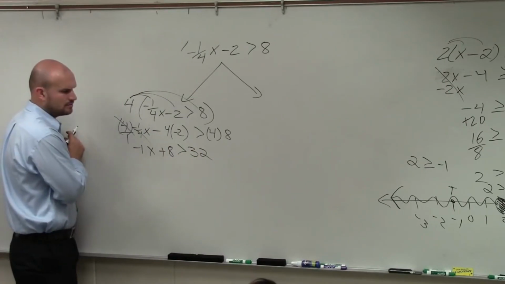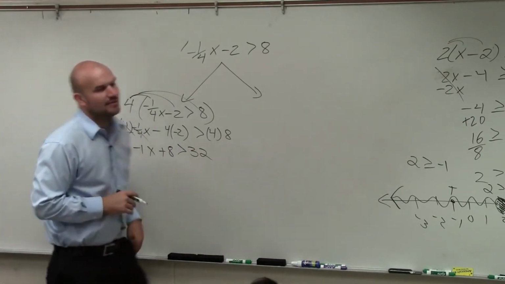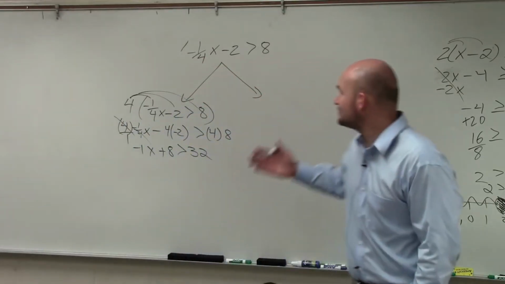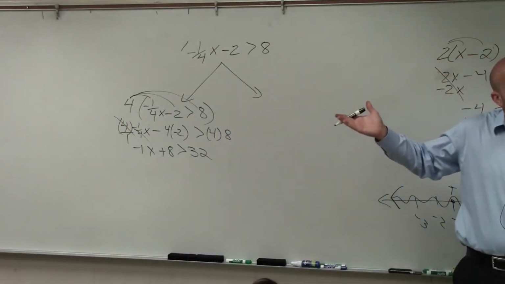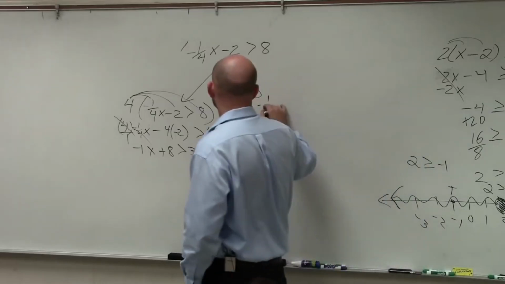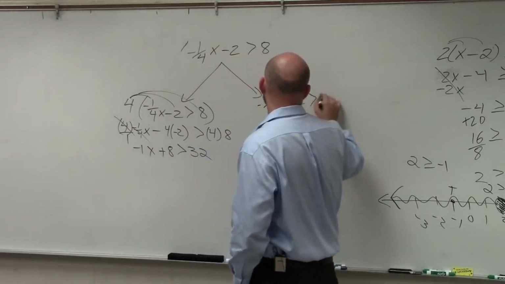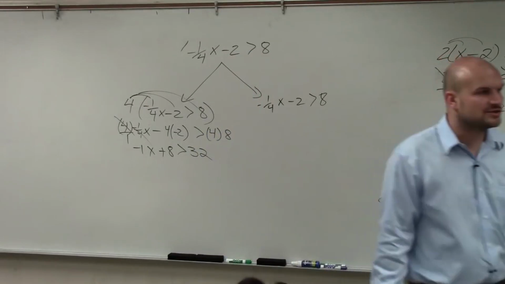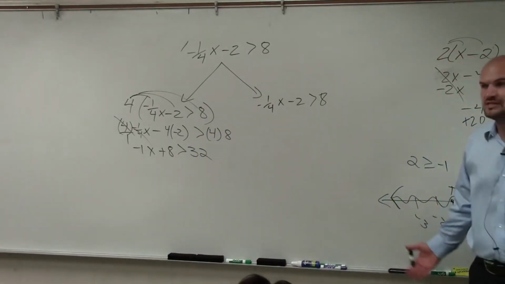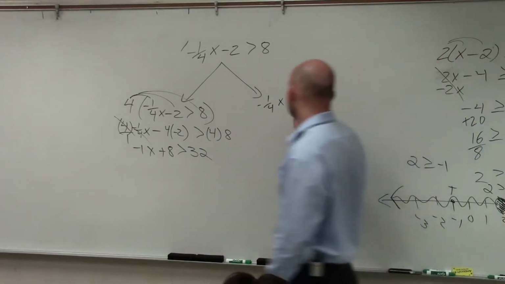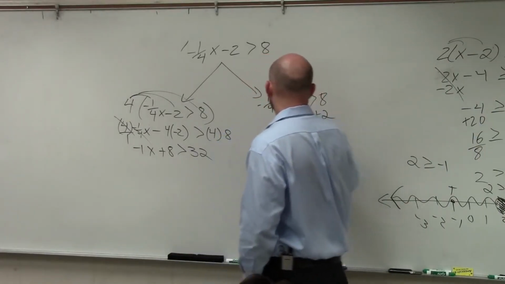No. Why not? OK. The next thing you guys can do is if there's only one fraction, just worry about the fraction when you have to. If I have negative 1/4 x minus 2 greater than 8, what is the first thing we need to do anyways? The first thing we need to do is always undo addition and subtraction. So we don't even need to worry about this fraction right now.